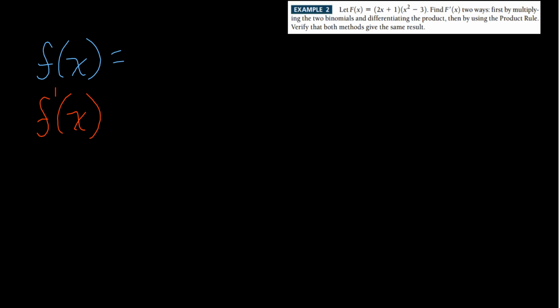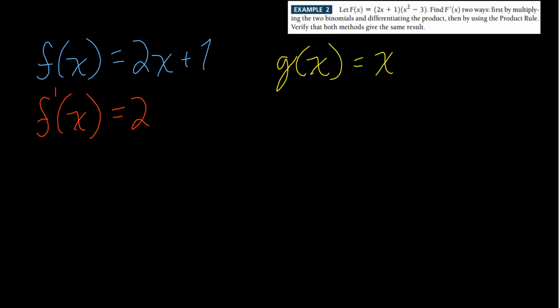So f of x is 2x plus 1. F prime of x is just simply 2. Well, that's easy. Now g of x is equal to x squared minus 3, and g prime of x is equal to 2x. Okay, well, first times derivative of the second. Oh, it does want us to simplify though.